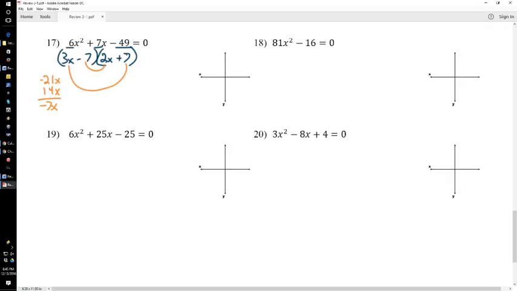So now when I do my outside inside, I get 3 times 7 is a positive 21x, negative 7 times 2 is a negative 14x, and 21 minus 14 is 7x. That's your middle term.